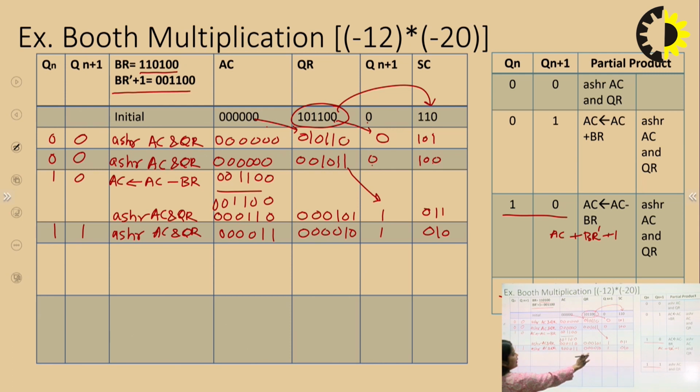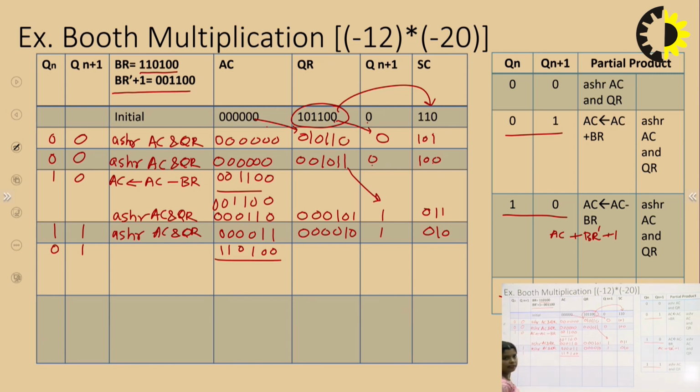Next, again check, 0 and 1 is here. 0 and 1 means what? Whenever it is 0 and 1, you have to apply AC plus BR. The BR value is written over here. 1, 1, 0, 1, 0, 0.